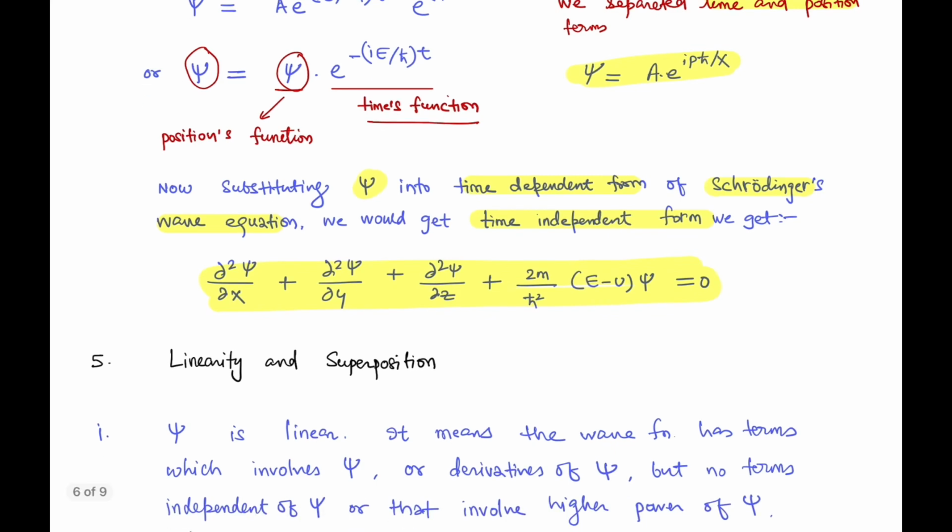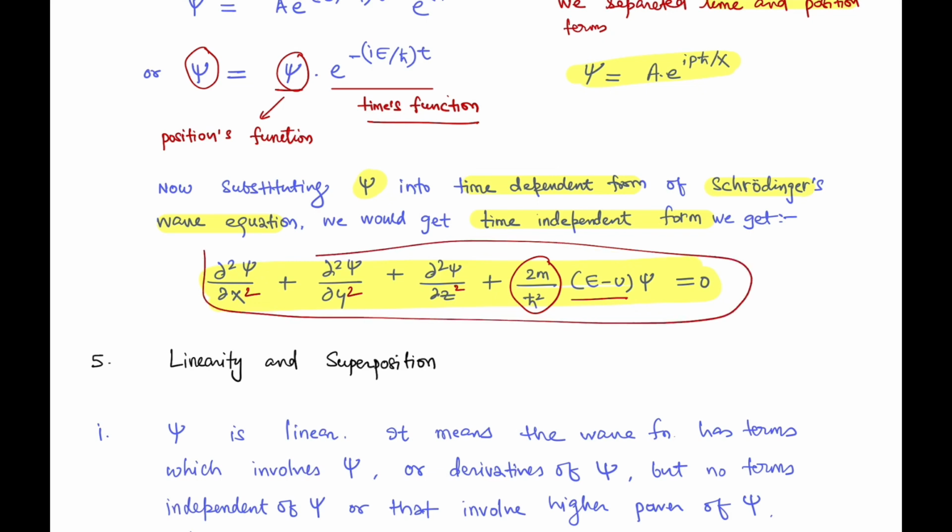This is the double derivative of psi with respect to x, y, and z, plus 2m upon h square multiplied by (E minus U) into psi is equal to zero. I am just correcting it at some point whenever there is something missing in the notes, I will keep rewriting it. So this equation is very important and we are going to use it often.